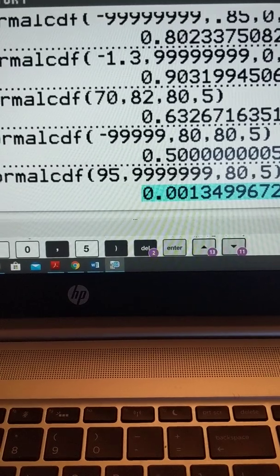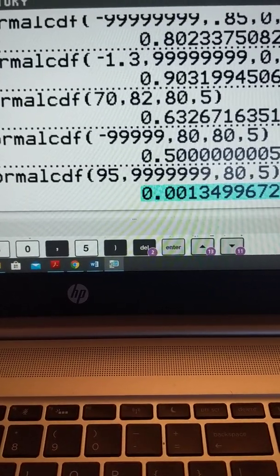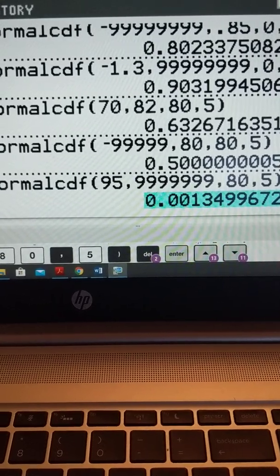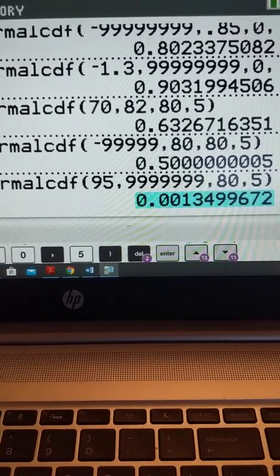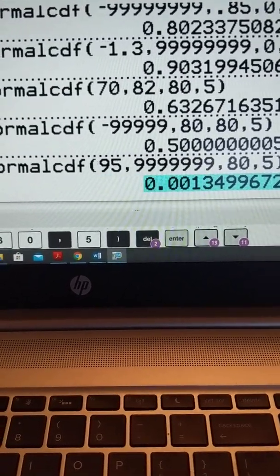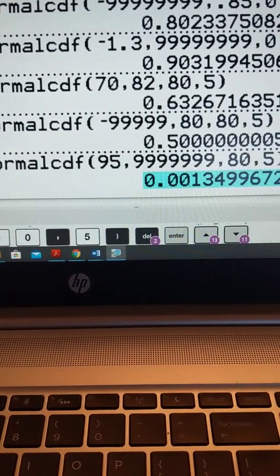Now that should have been kind of a no-brainer, because if the middle of the distribution was 80 and I want at 80 or below, that would be half the data, and at 80 and above would be the other half. And then the last one was more than 95.